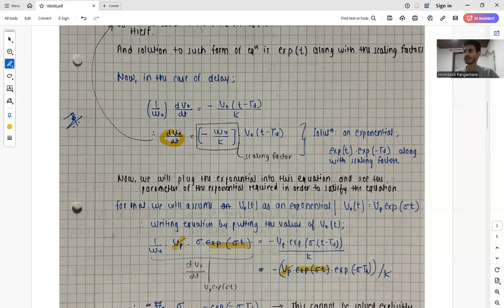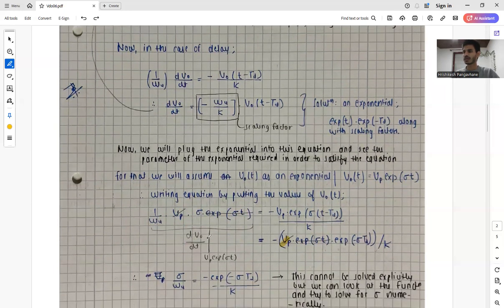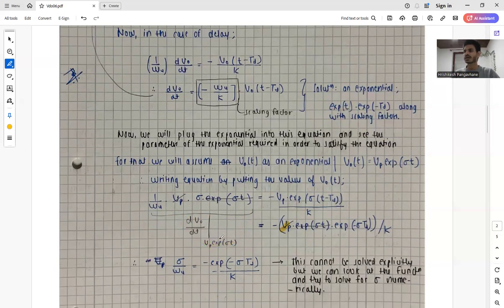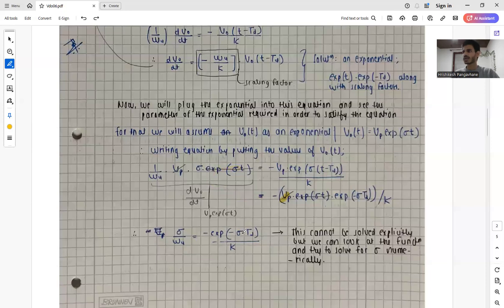And we decided to replace the value of v naught by this value. So this is our v naught, and we take the derivative with respect to time. So this value comes out to be this value. This is how we are representing dv naught by dt at v naught equals Vp exponential of sigma t. So from this equation we arrive at this kind of result, and this cannot be solved explicitly, but we can look at the function and try to solve for sigma numerically.